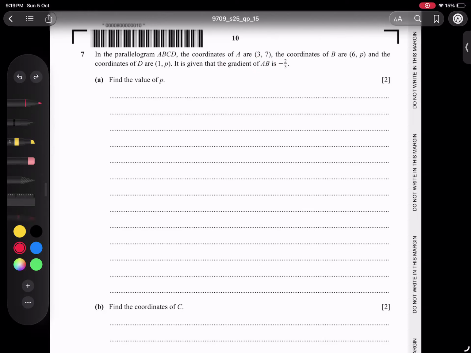What is the gradient formula? It is very clear: Y2 minus Y1 over X2 minus X1. So I'm plugging in the values here. 2 by 3, and I use AB. So P minus 7, I mean Y2 minus Y1, over 6 minus 3. I'm getting negative 2 over 3 is equal to (P minus 7) by 3. The 3 cancels on both sides. This is minus 7, and P becomes 5. Now, these are the 2 marks for P done, but it is very interesting.